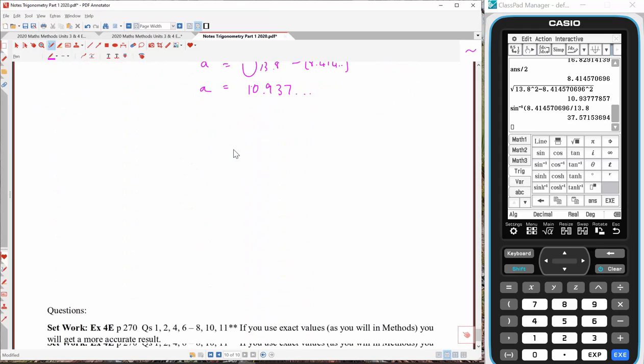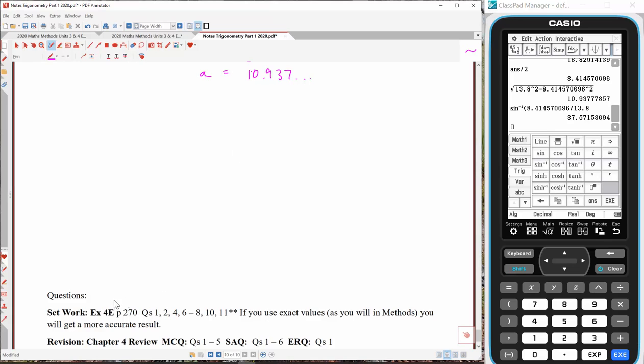All right, so there's a couple of problems there. So the exercise is exercise 4E. Let's hold off on the revision or the chapter review for the moment. So only those questions there.